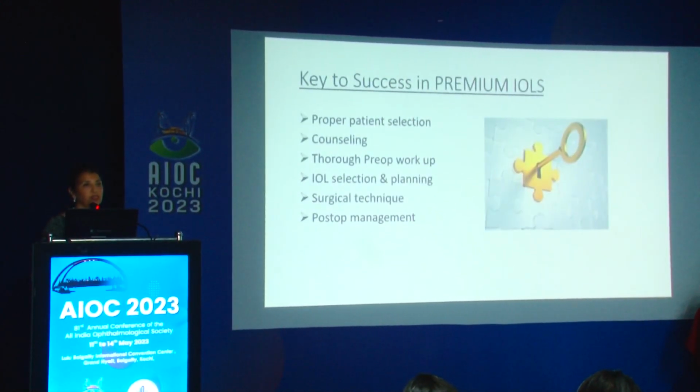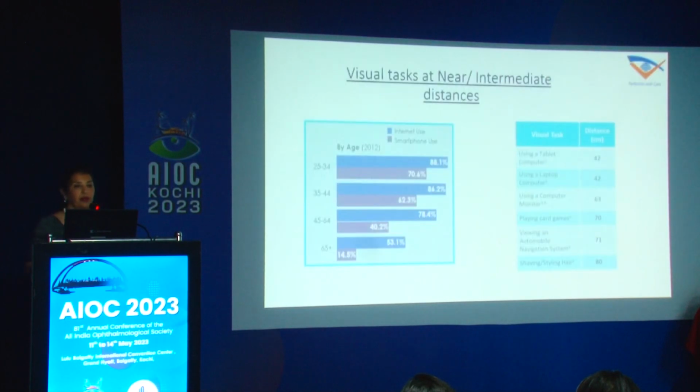So the key to success we've already spoken about is patient selection, counseling, workup, selection of the IOL, proper surgical technique, and post-op management. Of course, we didn't have much time to discuss that. You must find out the near vision task. So it is very important that you do proper triaging and history taking. I don't depend on what my optoms ask. I ask all the leading questions myself.